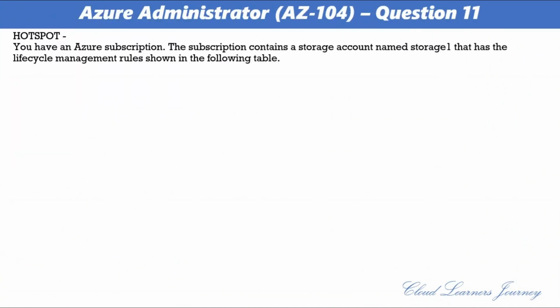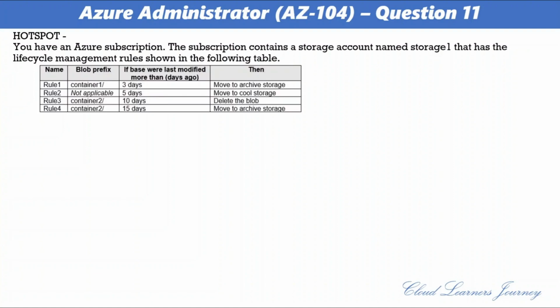Next, question number 11. You have an Azure subscription. The subscription contains a storage account named Storage1 that has the lifecycle management rules shown in the following table. The columns are name, blob prefix, and if base blobs were last modified more than days ago. Rule 1 with blob prefix container1: if base blobs were last modified more than 3 days ago, then move to archive storage. Rule 2, blob prefix not applicable: if base blobs were last modified more than 5 days ago, then move to cool storage.